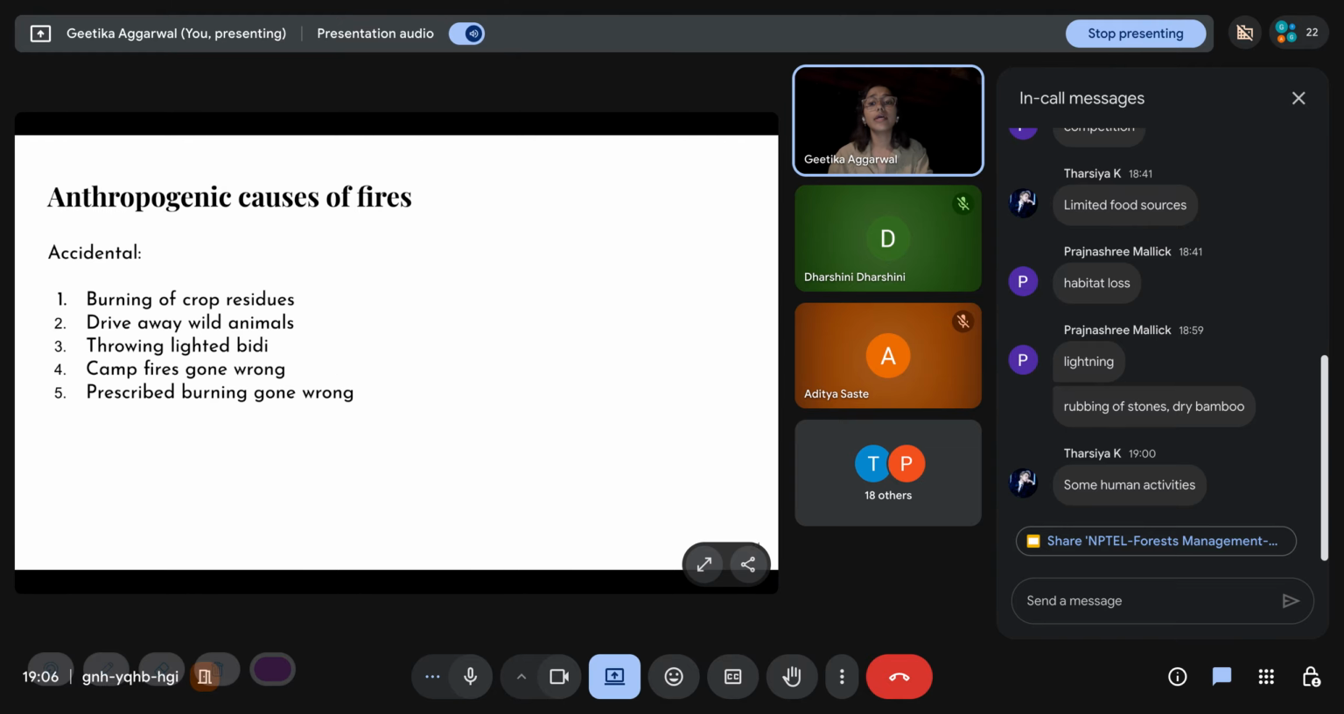Then there could be prescribed burning gone wrong. A lot of the times forest officers are actually carrying out prescribed burning, like on purpose they're burning certain areas of the forest, which can be good for the forest itself, but this could go wrong and can lead to a full blown forest fire itself.